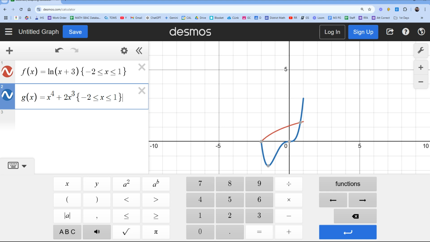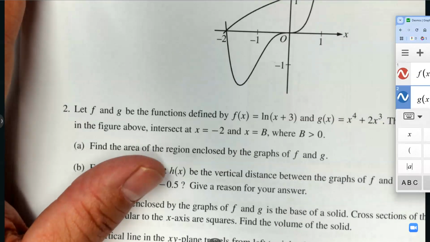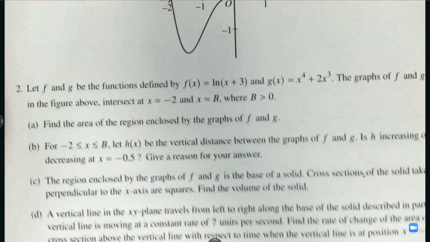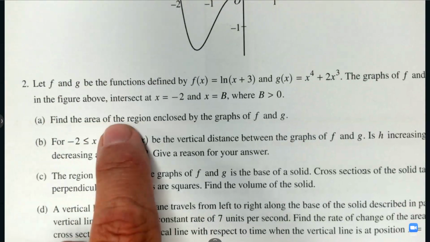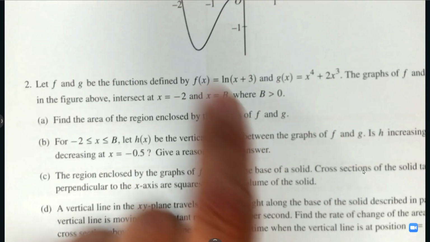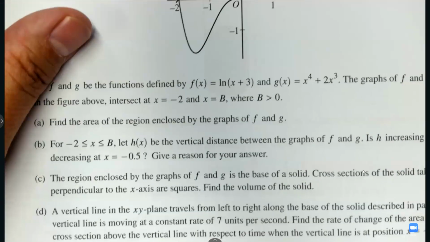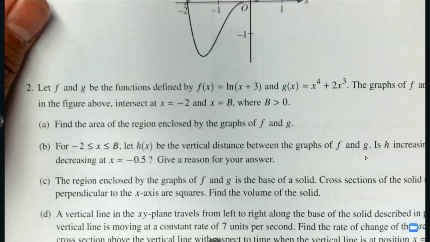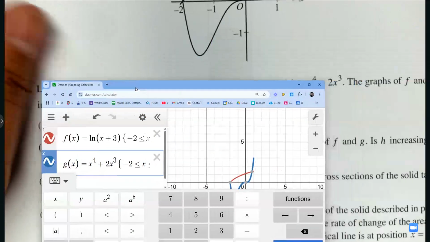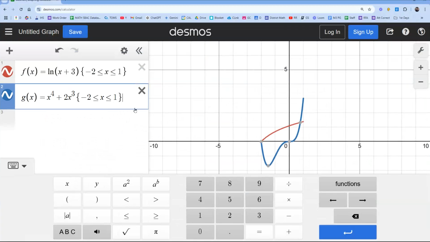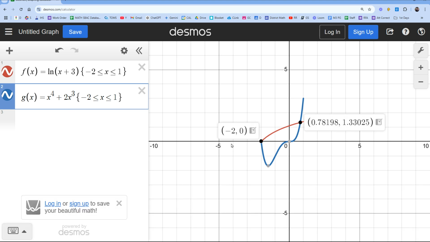All right, so back here, now we can start answering the questions. So I'm going to move this to the side. So first, find the area of the region enclosed by F and G. So how do we find area? Top subtract bottom, and with the bounds that are on the graph. So I know the logarithm's on top, the polynomial's on the bottom. I need to know the left and the right bound. So this is going to go from negative 2 to 0.781.